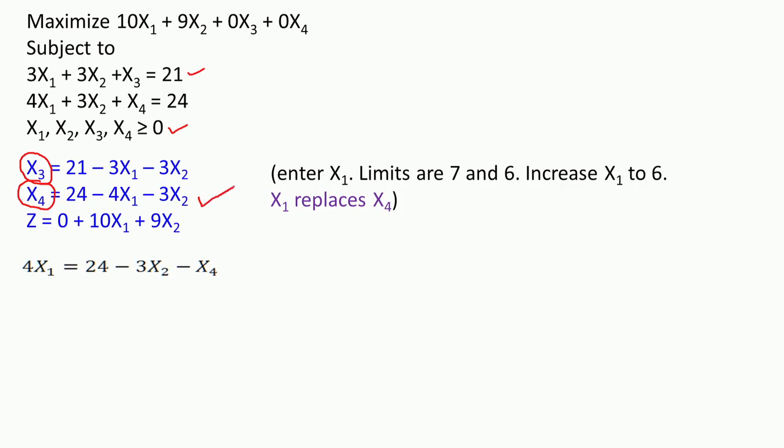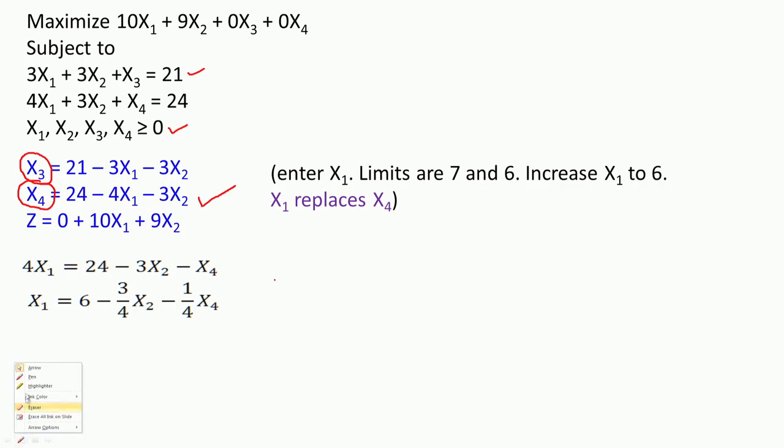this equation, which gave us x1 equal to 6, is now rewritten as 4x1 is equal to 24 minus 3x2 minus x4. And this is simplified and again written as x1 is equal to 24 by 4, 6, minus 3 by 4 x2 minus 1 by 4 x4. So, now x1 becomes basic with value equal to 6.